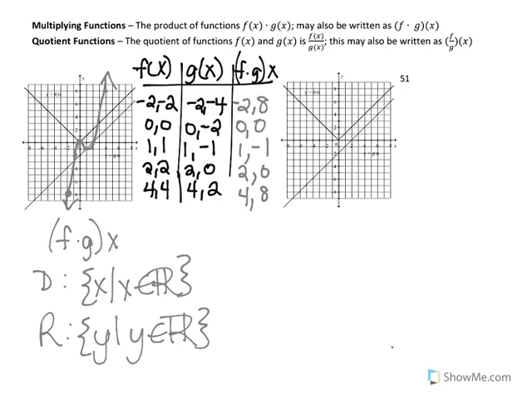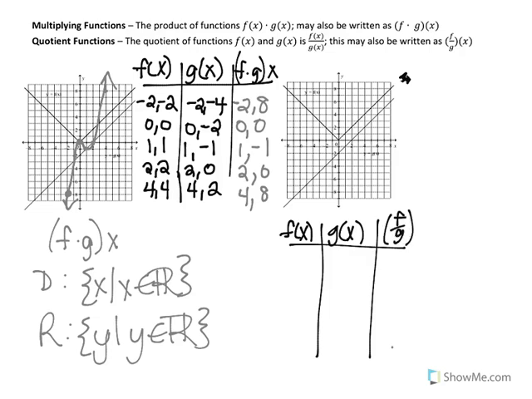Okay, for the quotient, this one has a little bit more work that goes with it. Not more work, but more things you have to think about. It's just because we're dividing, and sometimes when we're dividing, we have non-permissible values. So let's go f of x, g of x, and f over g of x. So let's use the points. Let's use all of the points like we did for the first one.